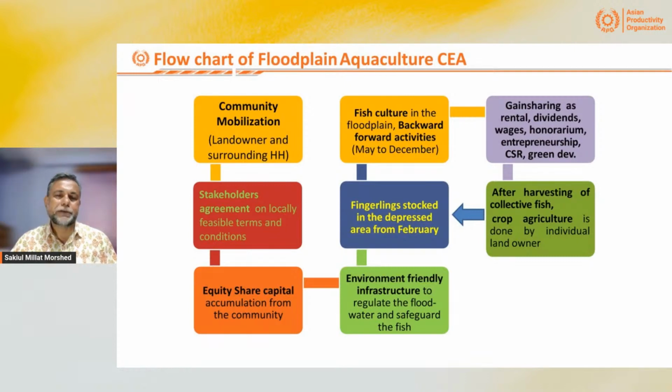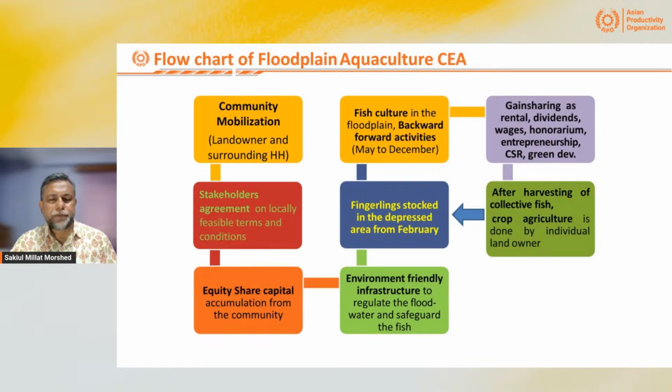So when the stakeholders come to an agreement, then you can move forward to mobilize the capital. This capital comes from the equity share by community subscription. Community shareholders subscribe the equity share capital. And then with that capital, you construct the infrastructure, environment-friendly infrastructure, to regulate the flood water and also to safeguard your fish.